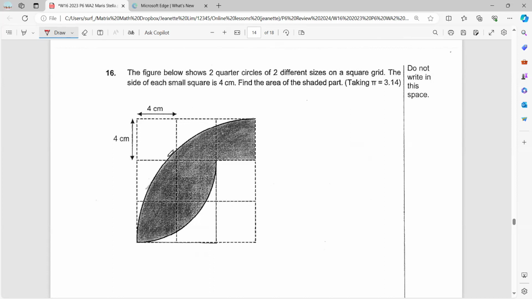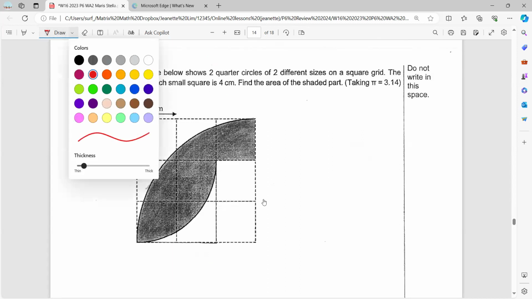So to find the shaded part, it is actually a big quadrant minus all these unshaded parts. Okay, you can ignore the one outside of the quadrant. So let's just find big quadrant minus the unshaded parts. The unshaded parts inside can be split up into two separate parts.